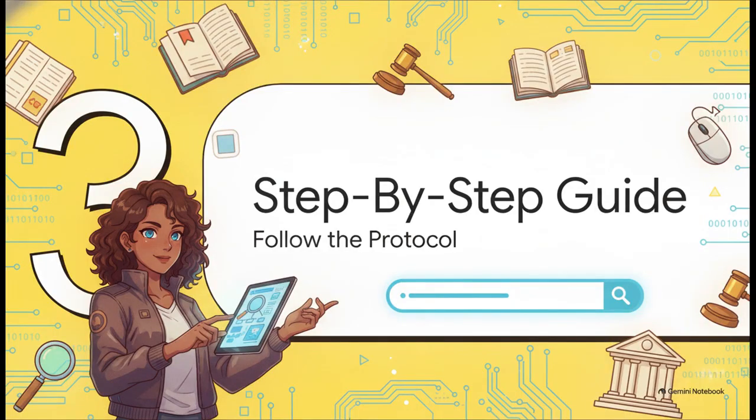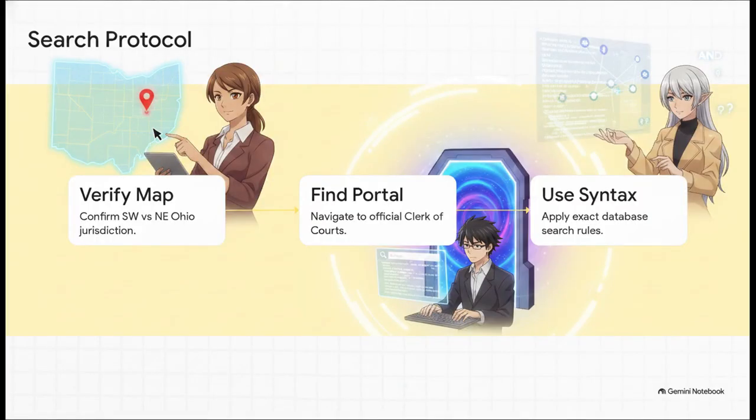All right, Section 3, the step-by-step search guide. Let's move to the actual search protocol and see how this builds into a successful digital retrieval system. If you just follow these specific linear steps, it ensures you won't hit frustrating errors when hunting for case files on the Warren County Clerk of Courts websites. Once you verify your jurisdiction and navigate to the correct official portal, the final and honestly the most important step is applying the correct search syntax.